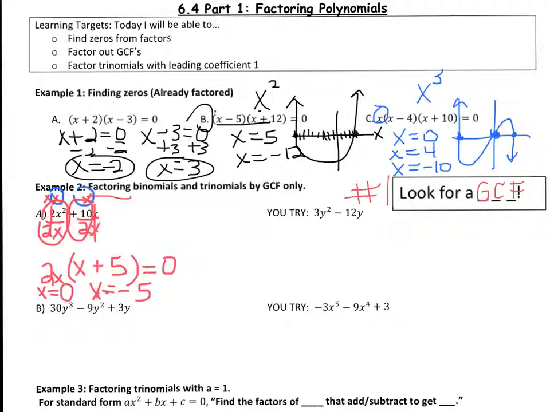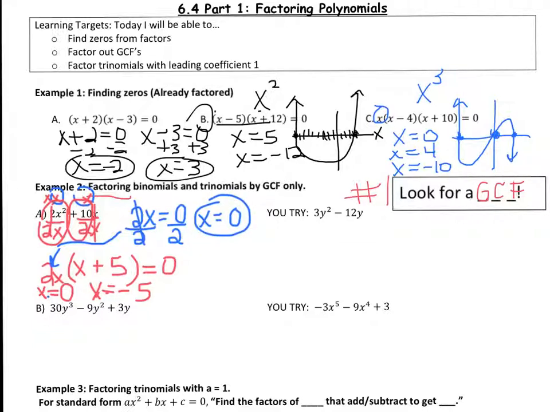Some kids like to think that the zero for that might be negative 2, but you have to remember that the step we're skipping is that 2x equals 0, and if you were to solve that for x, you would divide by 2 on both sides, and 0 divided by 2 is 0. So that's how we get 0 for that first one.